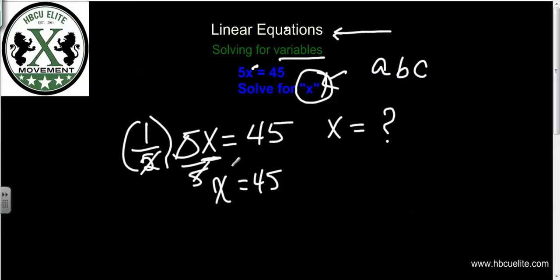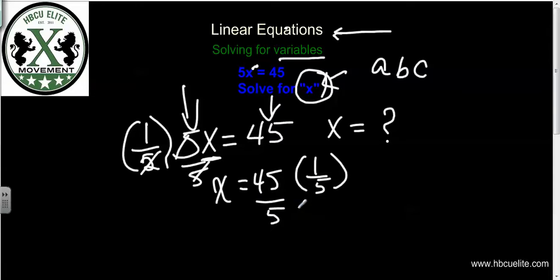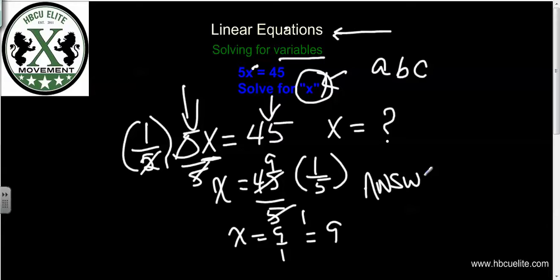But we know that whatever we do on one side of the equation, we definitely have to do on the other side of the equation. So we have to multiply 1/5 times 45. That's the same as saying 5 goes into 45. 5 goes into itself one time, 5 goes into 45 9 times. X is equal to 9 over 1, which is really equal to 9. So the answer is 9. X is equal to 9.